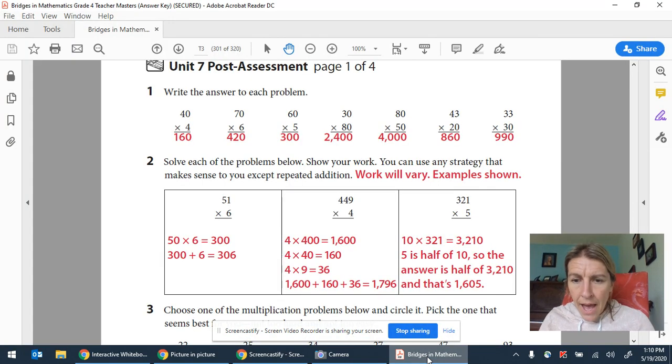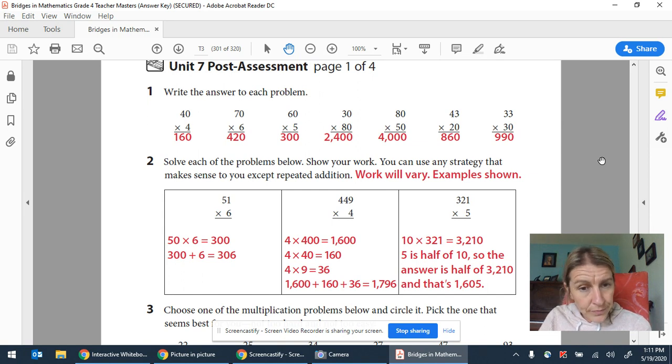So welcome back. Here are the answers to 1 and 2. For number 1, the first one is 160. The second is 420. The third is 300. The fourth is 2,400. The fifth is 4,000. The sixth problem is 860. And the last one is 990.